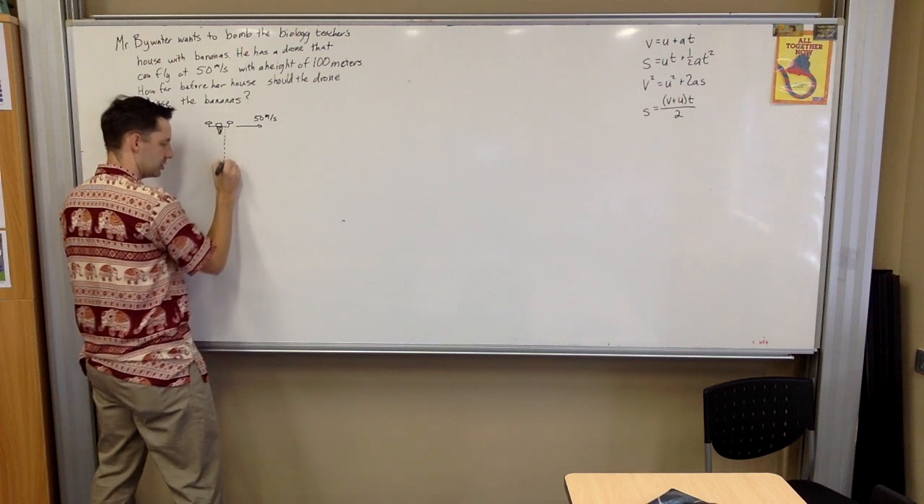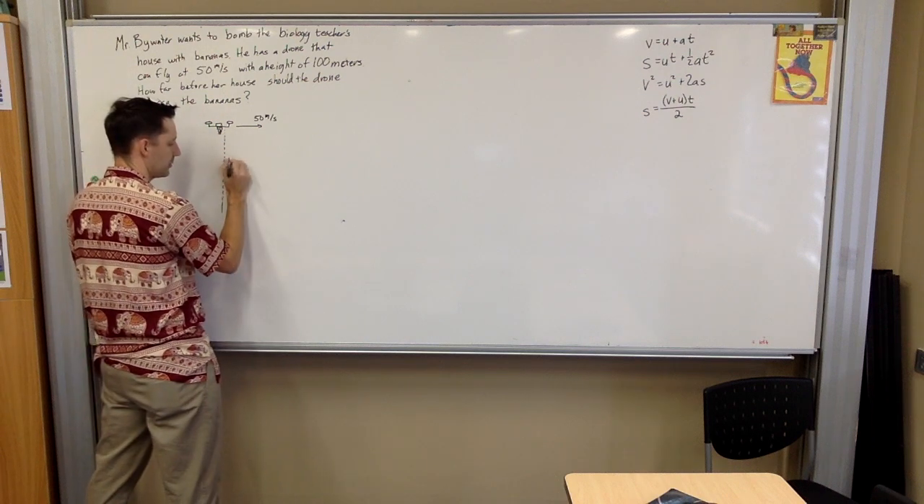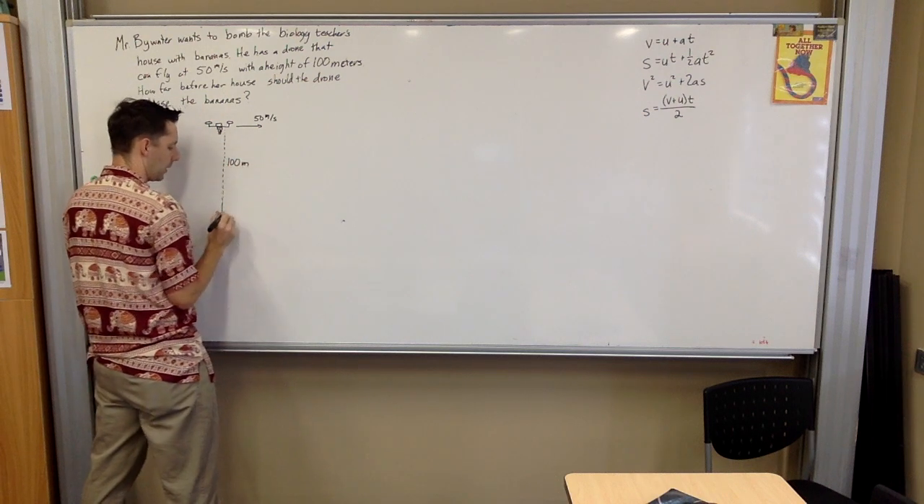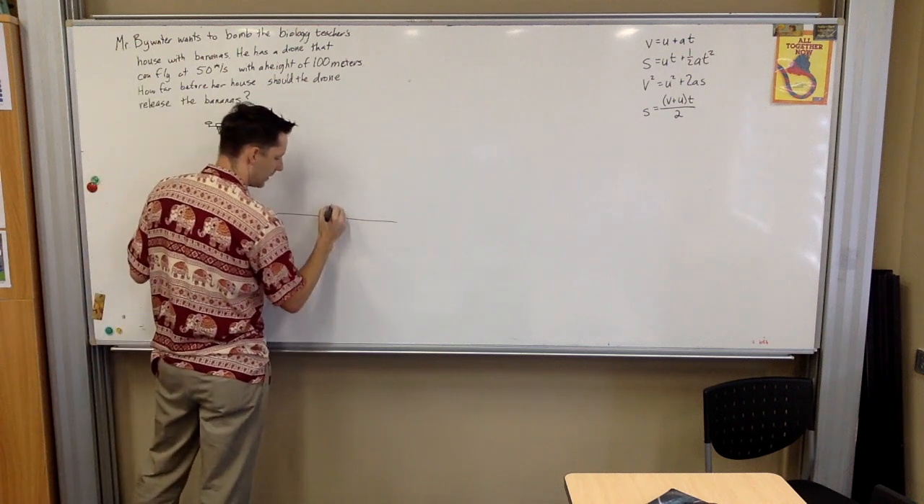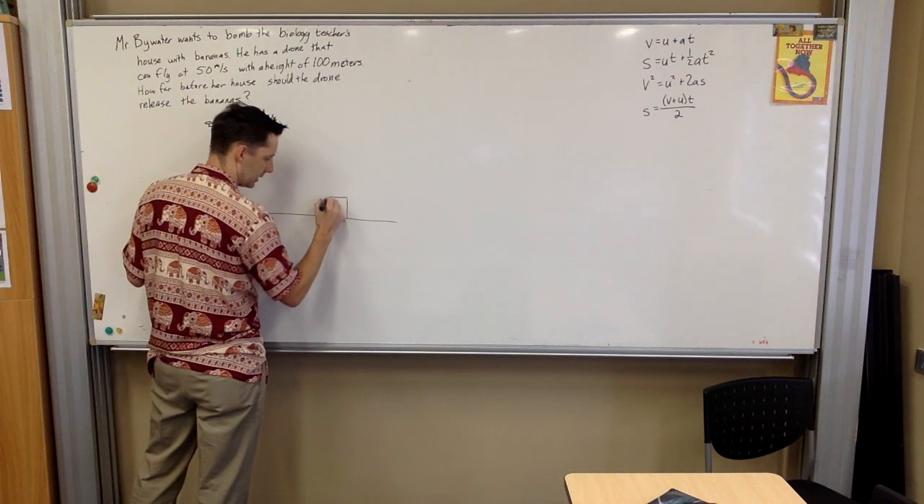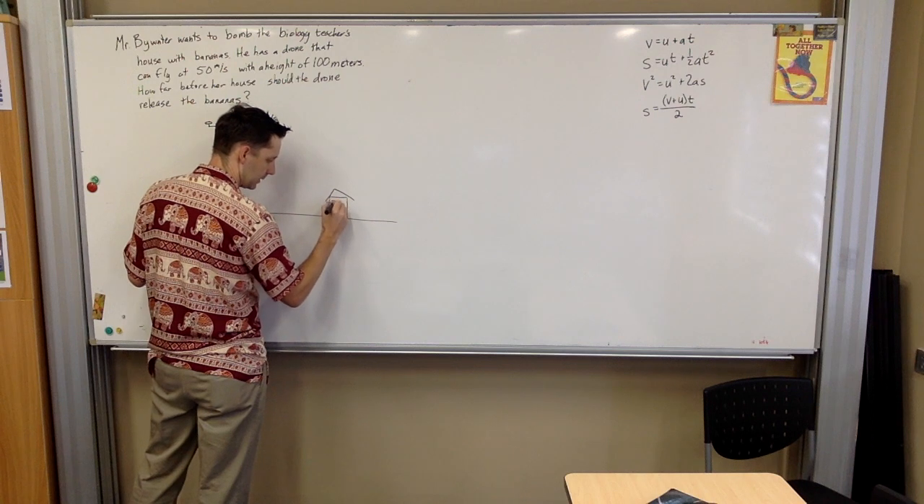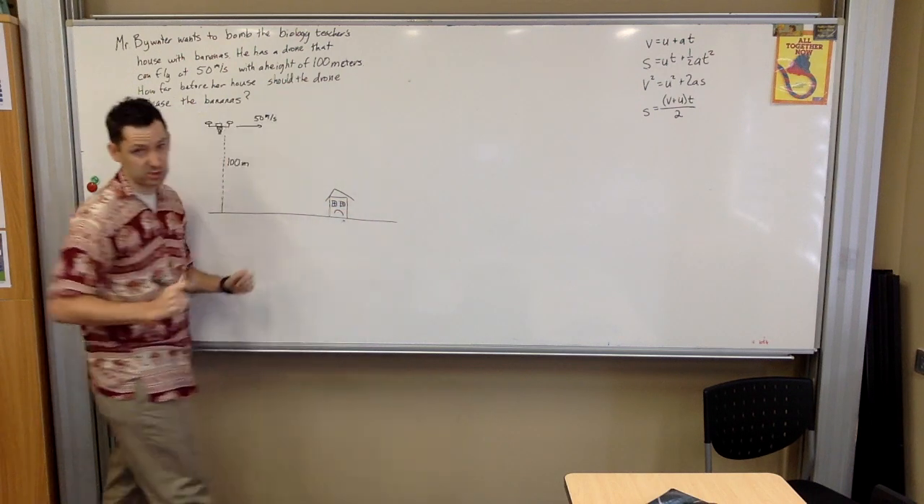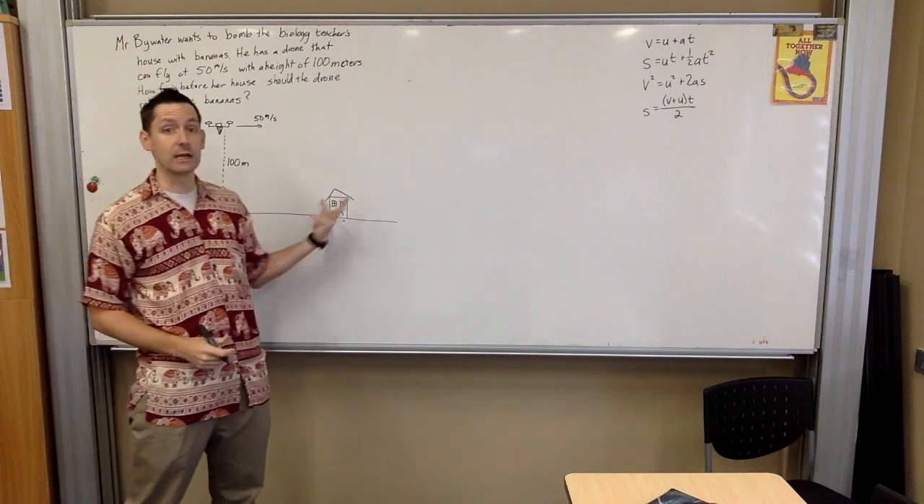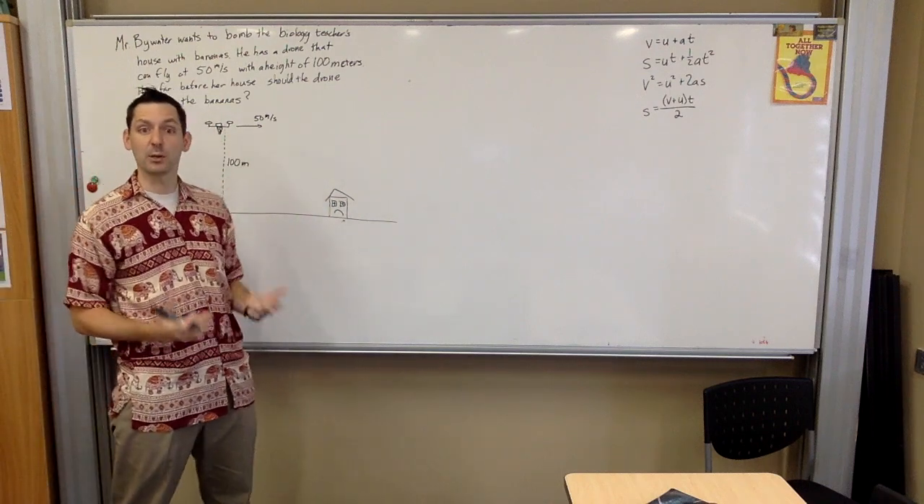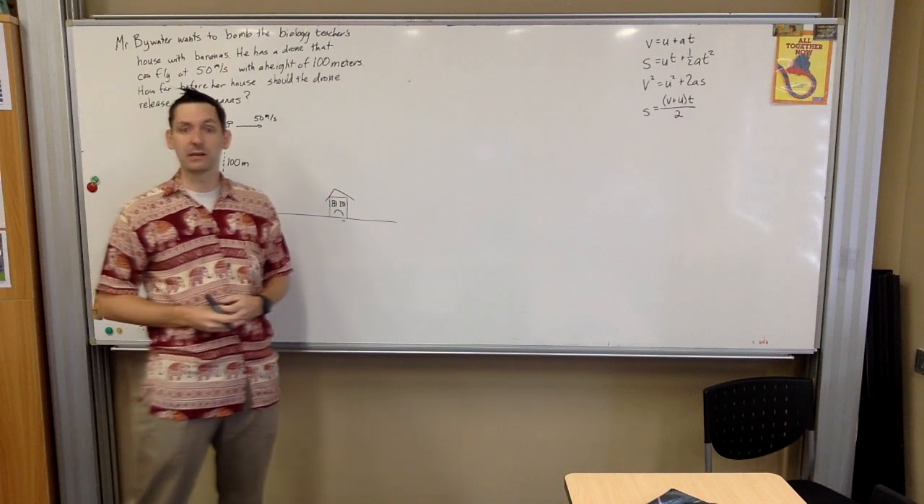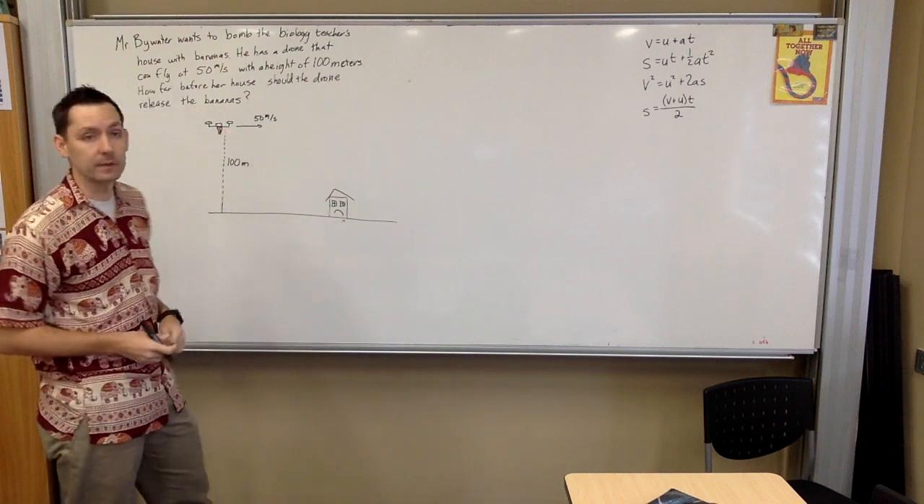It is 100 meters up in the air. Here's the ground, and then the biology teacher's house is over here. Give it a couple of windows and a frowny face because it knows there's a biology teacher living inside. Anyway, it'll probably be happier once it's bombed with bananas. Anyway, here we go. This is the problem.